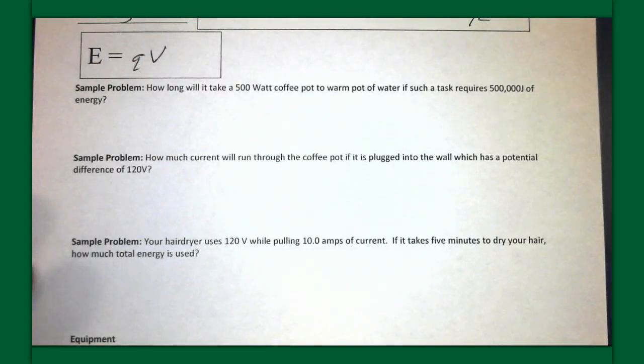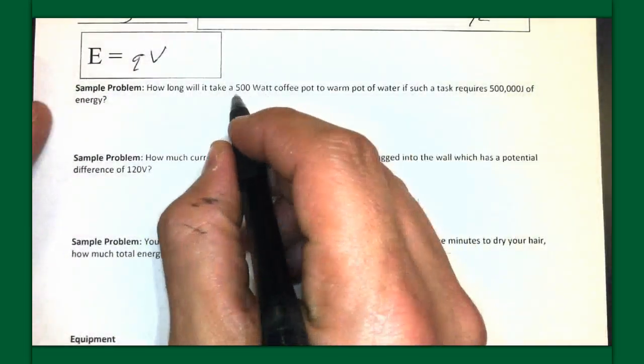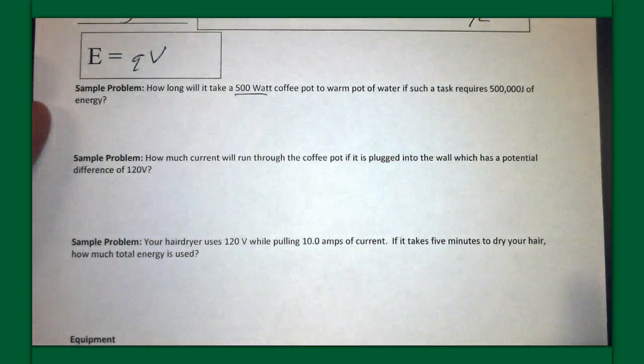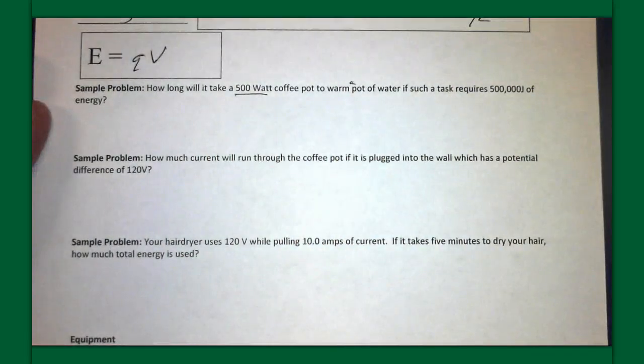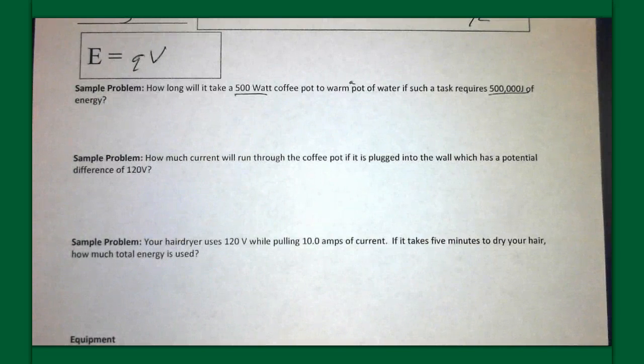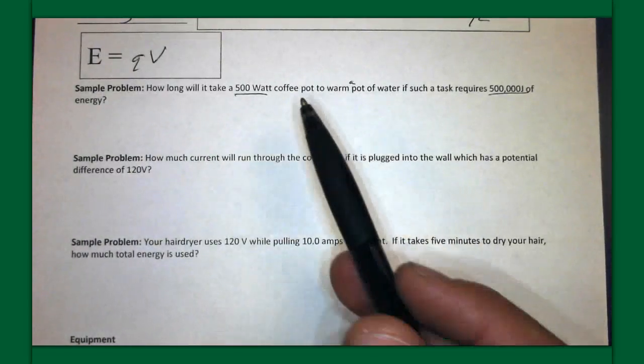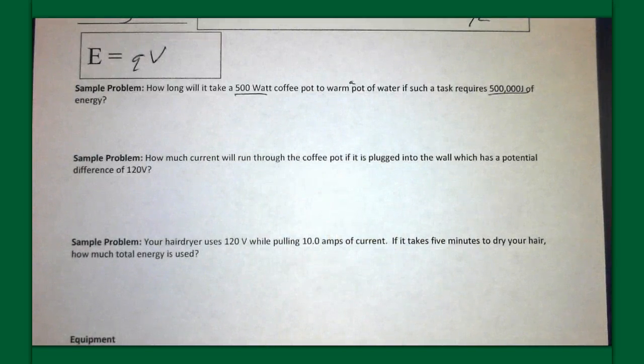You have a few sample problems here. Let's see what they look like. First one says, how long will it take a 500-watt coffee pot to warm a pot of water if such a task requires 500,000 joules of energy? And I want you to realize, you may read this problem and not have a great grasp of what's going on. You know that there's some sort of coffee pot here and it gives you some numbers and it asks about a time. Don't think about it too much.